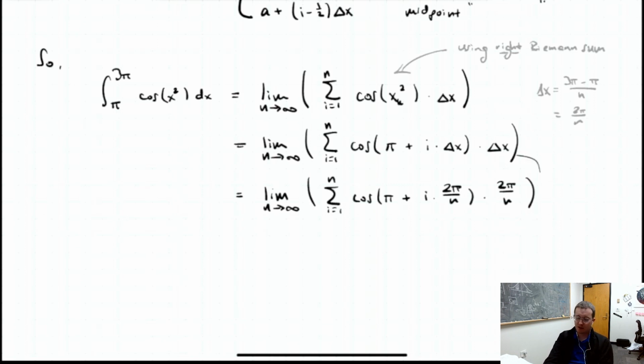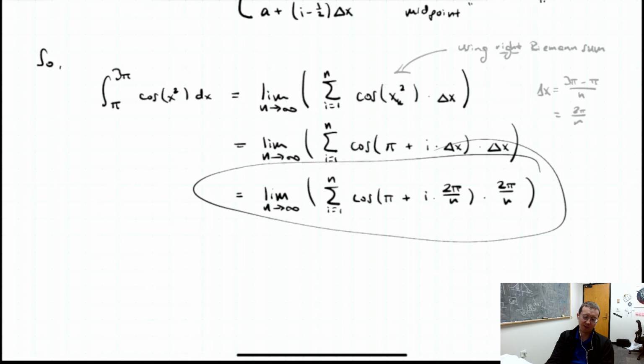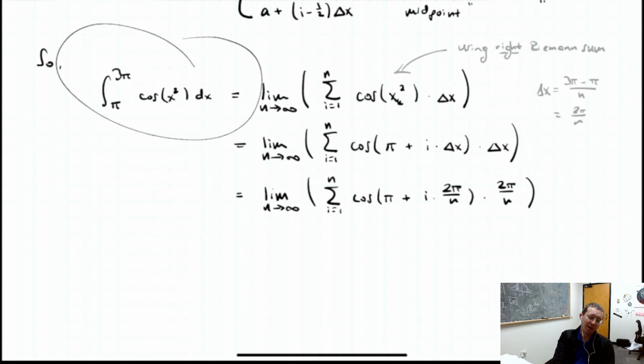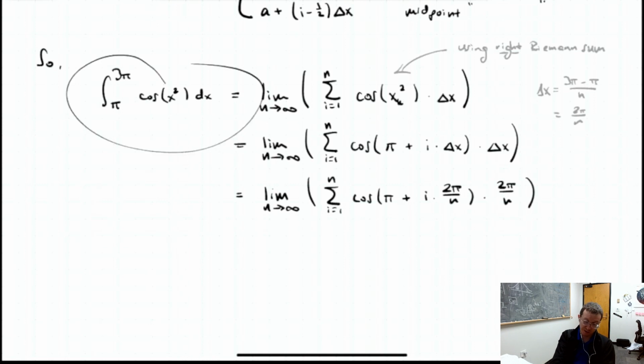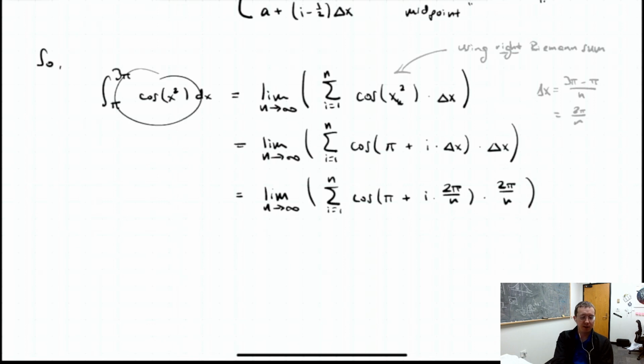In fact, if you ever were asked to evaluate this, you should write it as a definite integral, and then use the fundamental theorem of calculus. Admittedly, that would be challenging here. I don't actually know what an antiderivative of cosine of x squared is. I'm just going to Google, because I'm curious.